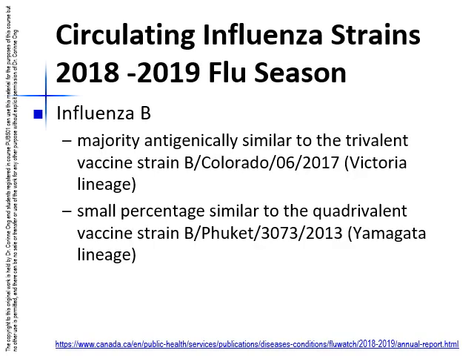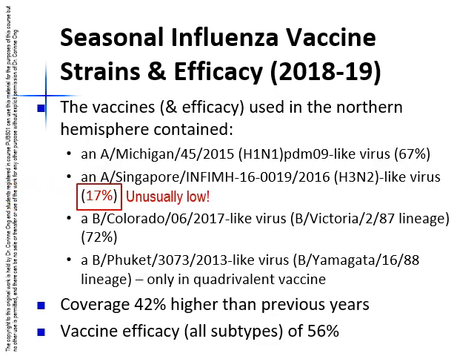This match between circulating and vaccine strains was also observed for the two influenza B subtypes, although there were more of the Victoria lineage strains circulating than the Yamagata lineage one. While the vaccine efficacy, which is the level of protection that the seasonal flu vaccine provided to the immunized population, was greater than 50% for both the H1N1 influenza A subtype and influenza B, and 56% overall, with a higher coverage than previous years, what was really odd was that the vaccine efficacy was unusually low for the H3N2 subtype.